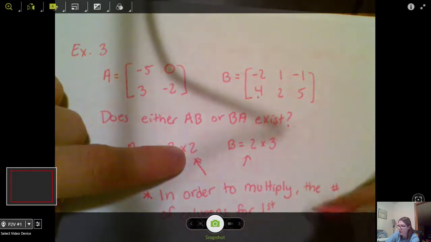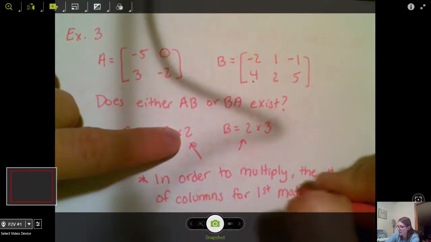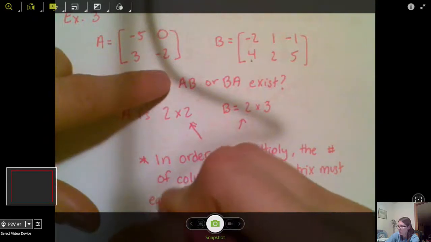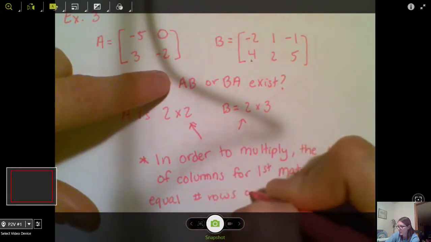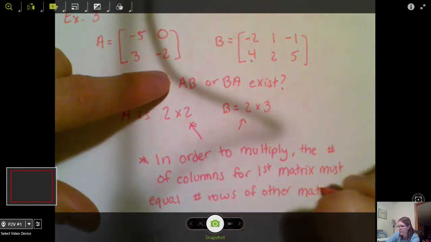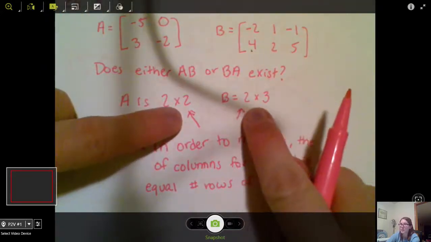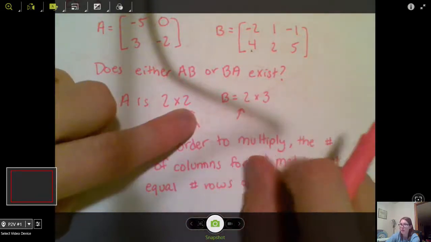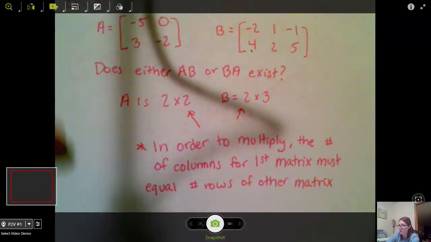So let me write that out here. In order to multiply, the number of columns for the first matrix must equal the number of rows of the other. Or in other words, your inside numbers have to be the same. So we can take A times B because our number of columns equals our number of rows and our inside numbers are the same.